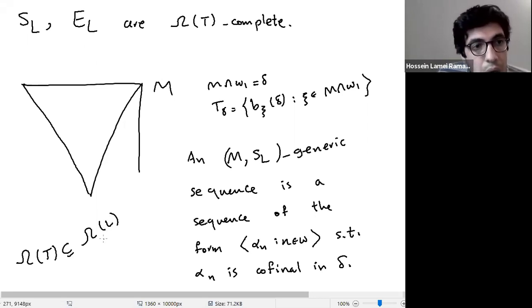When could I just interrupt? It's probably a silly question, but you're basically in the forcing extension where you added this particular tree T now, right? Yes. And you're doing another forcing there now. Exactly. Okay, right. Yes.